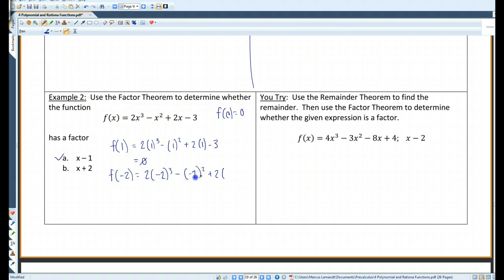There we go. 2 times negative 2 minus 3, okay? And I'm confident you guys can all do that, so I'll just tell you. So we get 13. So this is not a factor. Alright, I will let you guys try this one.